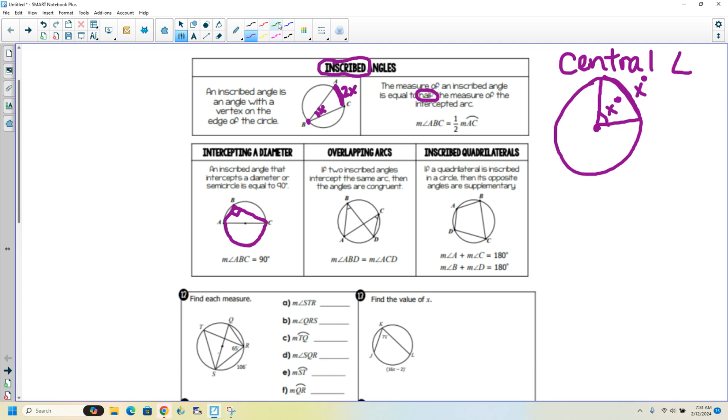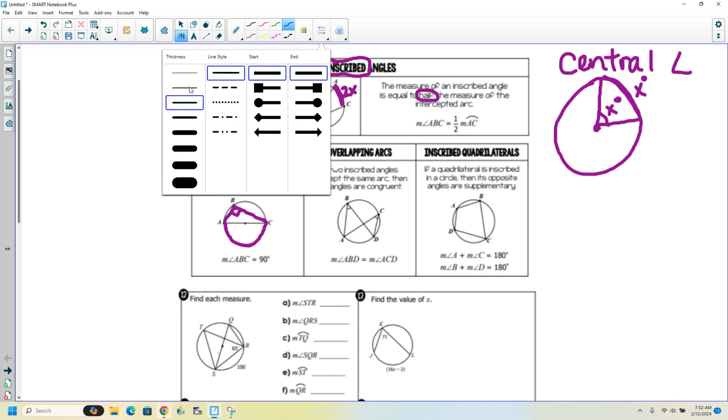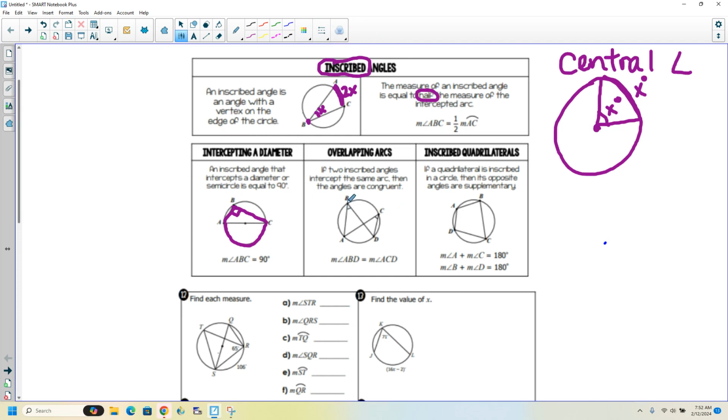The next one, I'm going to color code on this one. Let me start with blue. It says if two inscribed angles intercept the same arc, then the angles are congruent. I need to change my line style here, make it a little bit smaller. There we go. So angle B, if I trace out angle B, it intercepts that arc. So I know that angle B is half of that arc because angle B is an inscribed angle.